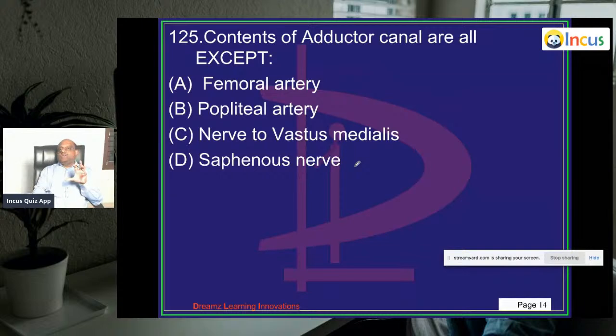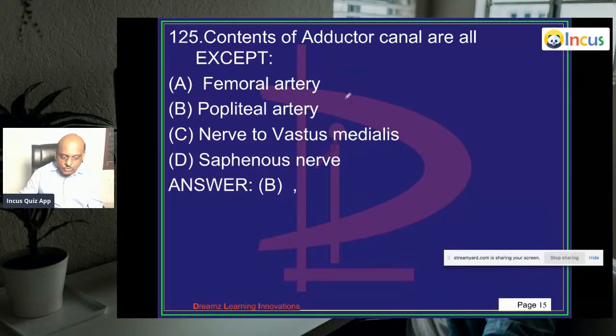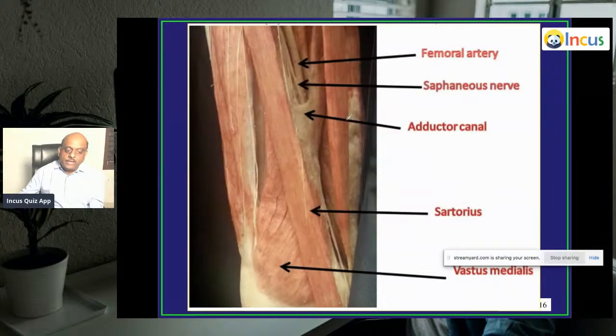Now, what are the contents of the adductor canal? So, femoral artery, femoral vein, vastus medialis, saphenous nerve, they're all the contents of the adductor canal. Not the popliteal artery, obviously. So here you have the femoral artery, saphenous nerve, the adductor canal, and this is that ribbon muscle called sartorius. This is the vastus medialis.